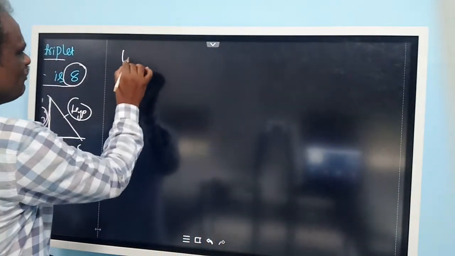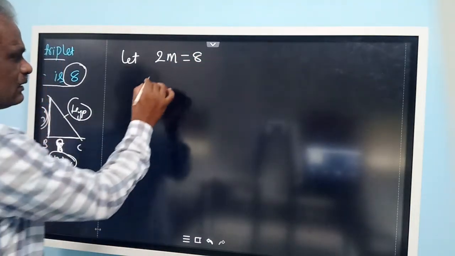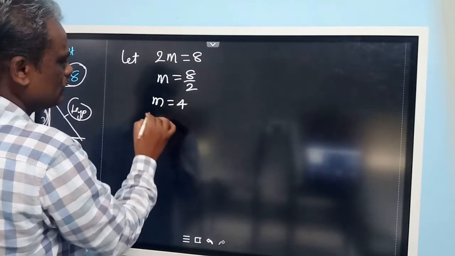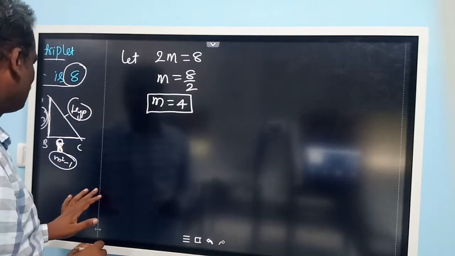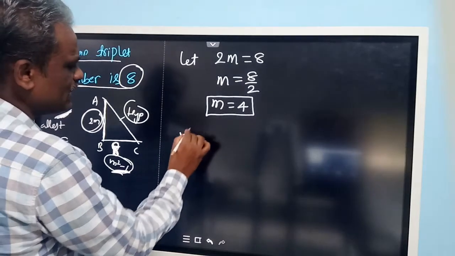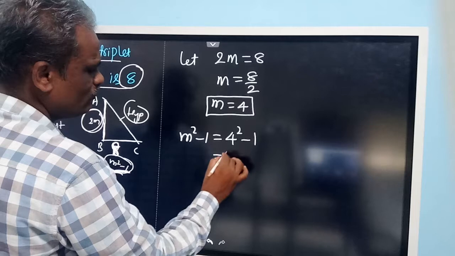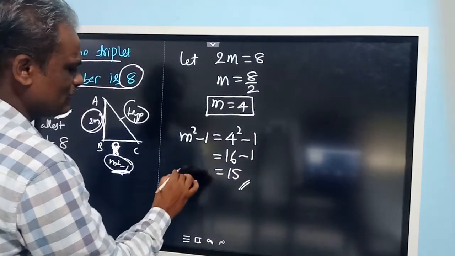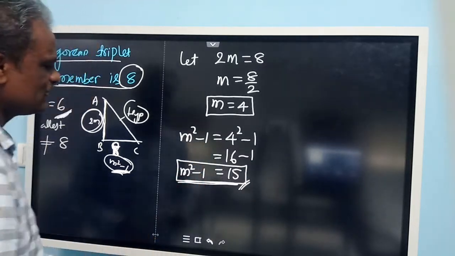2m. So let us take 2m is equal to 8. If 2m is equal to 8, m is equal to 8 divided by 2, m is equal to 4. So you got the value of m is equal to 4. Then m is equal to 4 means m square minus 1. Let us find out the other side. m square minus 1, so m square means 4 square minus 1. 4 square is 16 minus 1. So you got 15. So this is not smaller.